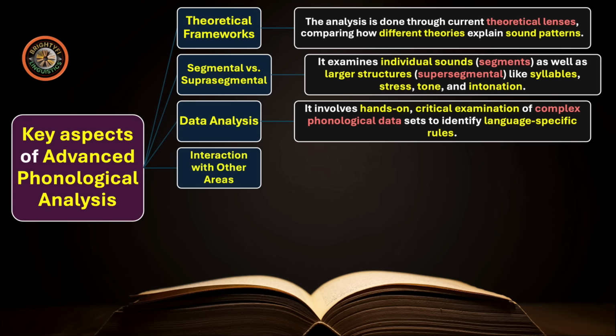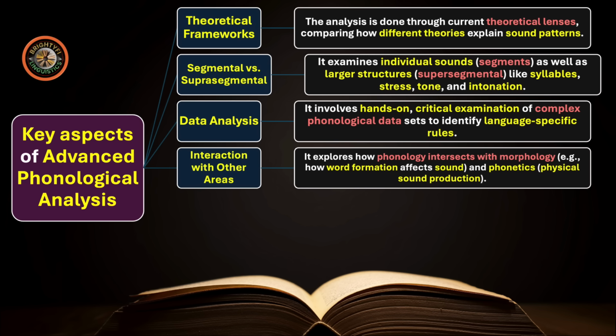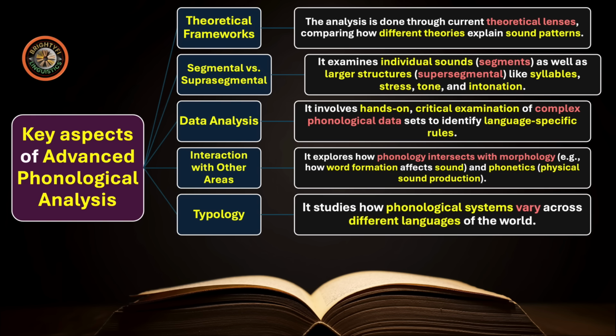The fourth one is interaction with other areas. It explores how phonology intersects with morphology, for example, how word formation affects sound, and phonetics, what we call physical sound production. So when we follow advanced phonological analysis, we come to the point that it also tries to talk about how phonology intersects with the field of morphology, how word formation affects the way we pronounce a particular word, and so on. Next, typology. It studies how phonological systems vary across different languages of the world.